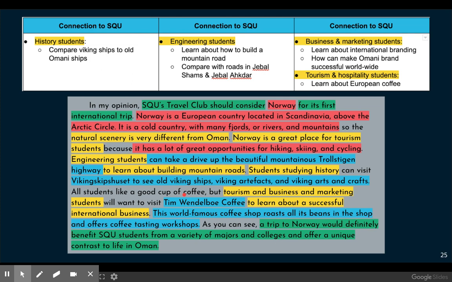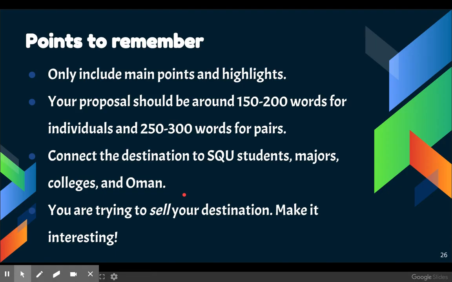So as you can see, I've used my own words to take my information and combine it together into one proposal that summarizes the main points of my destination presentation. When I go further into the actual presentation, I'm going to get into more details about each of these places. But for my proposal, I just want to pick up those main points and highlight for SQU Travel Club why they should choose my destination.